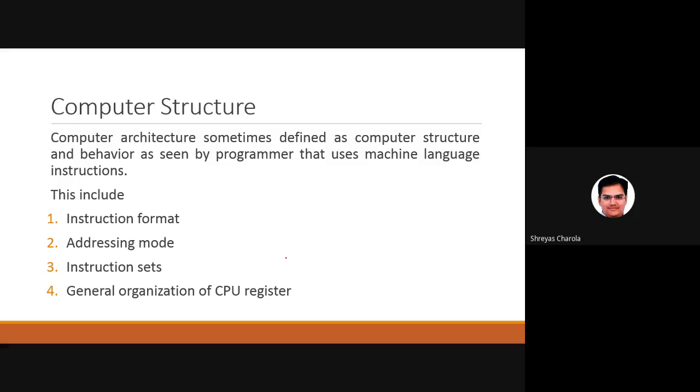And last, the general organization of the CPU registers. How you manage the registers, because the 16-bit decides how many temporary registers you can use, and the 32-bit gives you more flexibility, for example 8 registers instead of 6. So these are different computer structures or architectures to be compared.